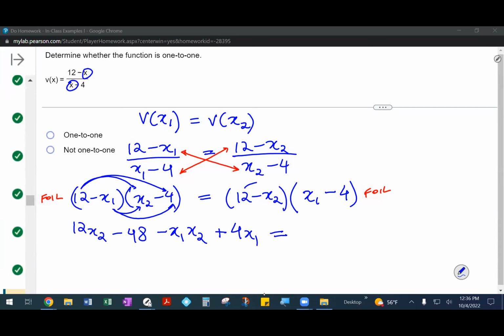Repeat on the right, so this will be 12 times x1. Same thing, 12 times negative 4 will again give us negative 48. Negative times positive is negative, and again it's x1 times x2. And then the last one would be negative times negative is positive, so that would be positive 4 times x2.